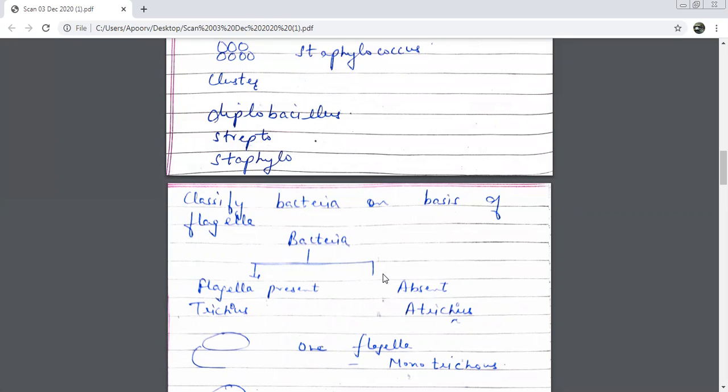We can also classify bacteria on the basis of flagella. I don't think it is there in your book, but let's quickly do it. There are some bacteria where flagella are present. They are known as trichous. What are they called? Trichous.